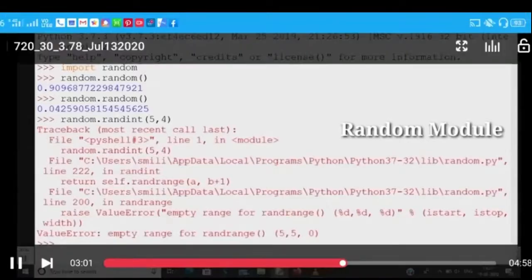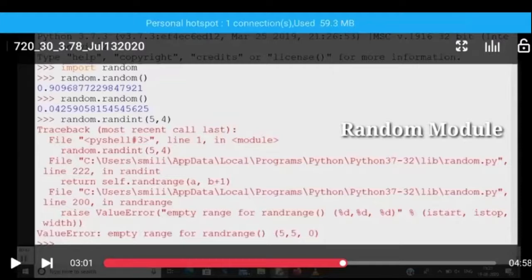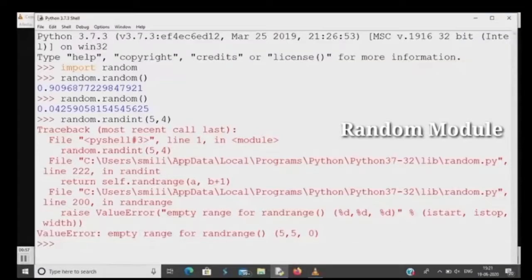Now wait here. First, I have executed the random function. What is a random function? Random function is a function which will provide you any random number in between 0 and 1. So any decimal, non-decimal value will be provided by the compiler, but in between 0 and 1. It will not be less than 0 and it will not be greater than 1. It will include 0, but it will exclude 1. That means the value will be less than 1 anyhow.